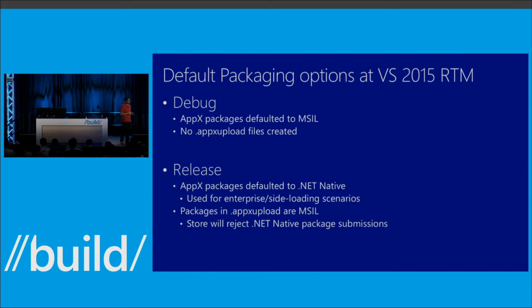Release is where the interesting bits happen. When you build a release .NET Native package using our packaging wizard, we will actually generate both Apexes. We'll generate a .NET Native Apex and an MSIL Apex. The reason why we do both is we think enterprise sideloading is a common scenario.